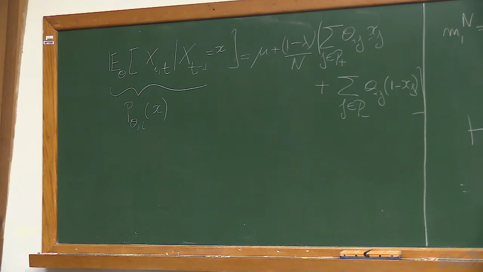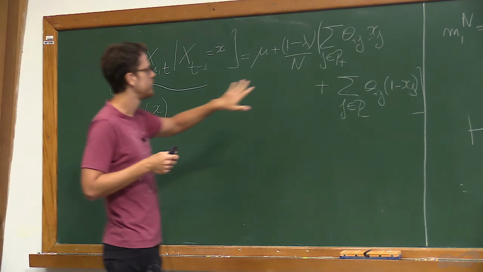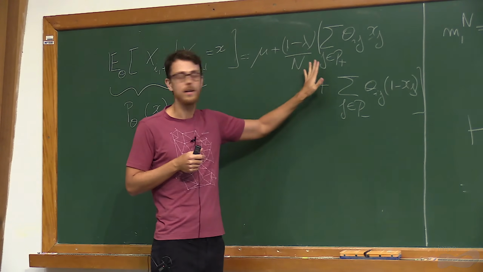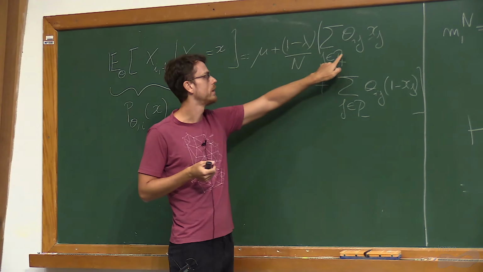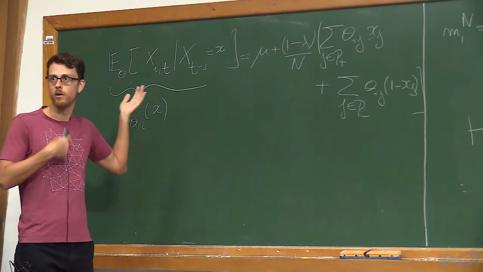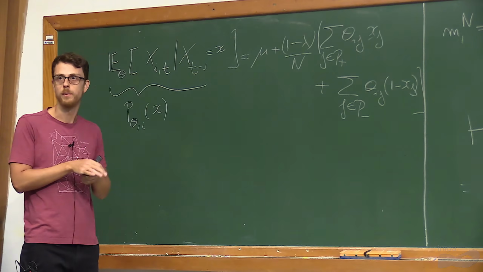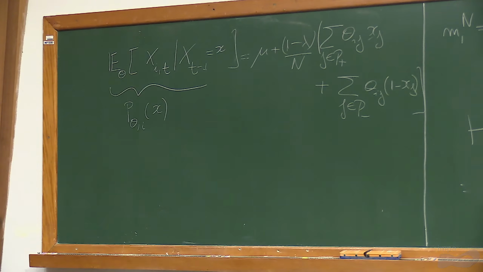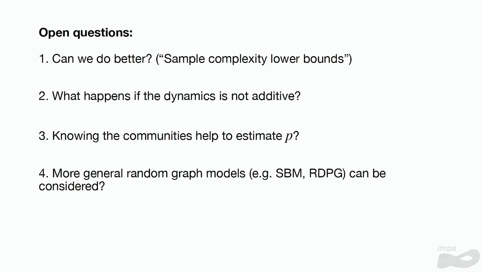I don't know if it helps knowing P plus and P minus to estimate P. Usually, if someone gives me the sets P plus and P minus in advance, I could use the form of the transition probability more directly to estimate P. So in principle this gives me more information, but we don't know if we can really make use of it. And the fourth question is what I can say for more general random graph models like stochastic block models or RDPG as well.